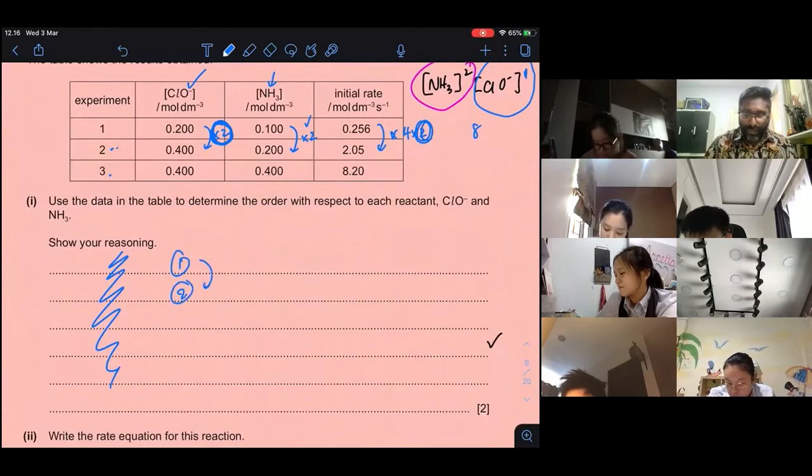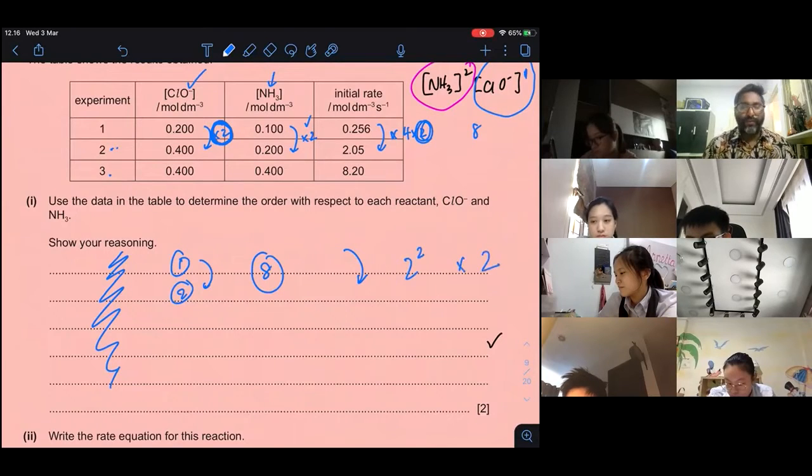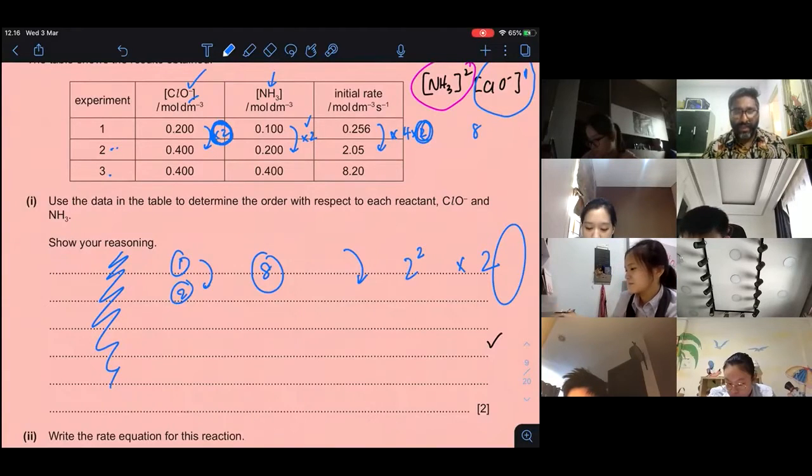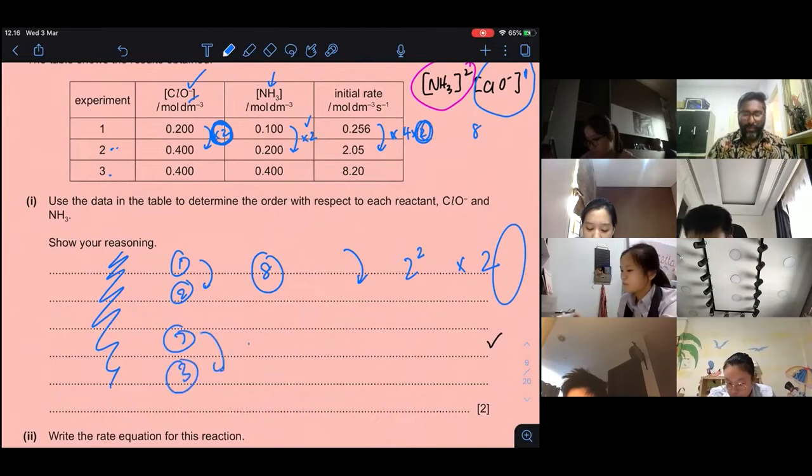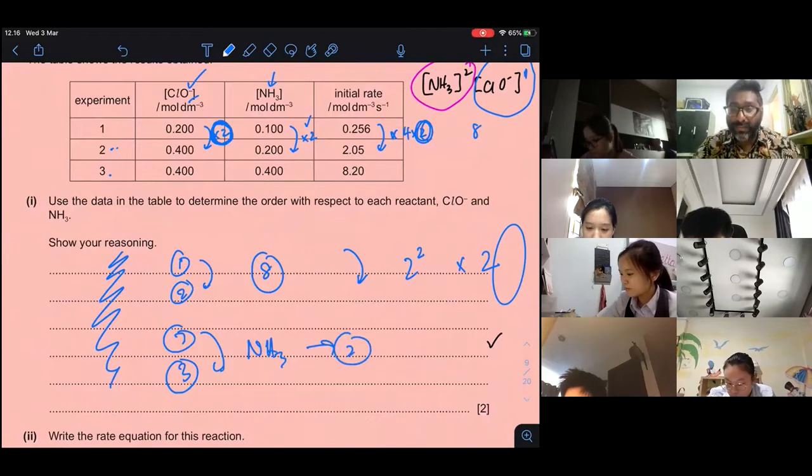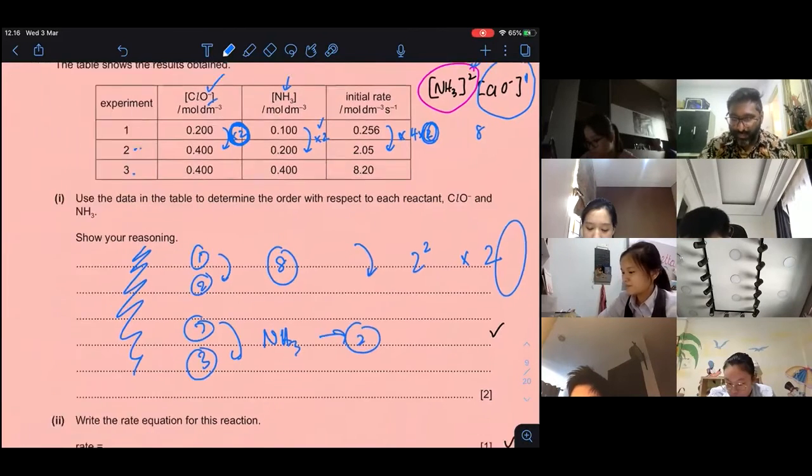When I do this, this is going to be 8. When I double, this is going to be 2 to the power of 2, you mentioned, and then it must be double also. So therefore, I know that this ClO minus is going to be first order. And then you also explained about using equations 2 and 3. I found out that ammonia is going to be second order because of what? You need to mention. If you don't mention, you're not going to get the mark.